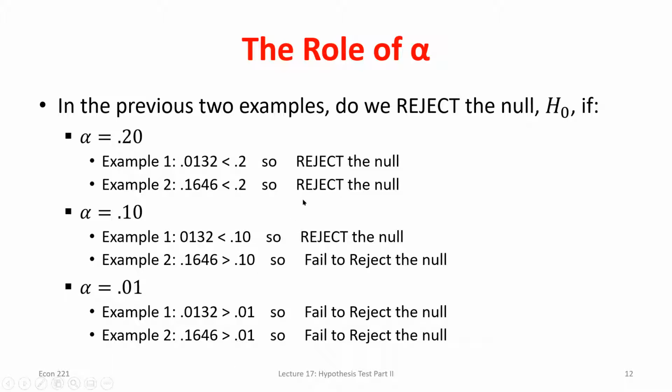Any questions on that comparison, making the rejection decision? Any other question you can have at this point?